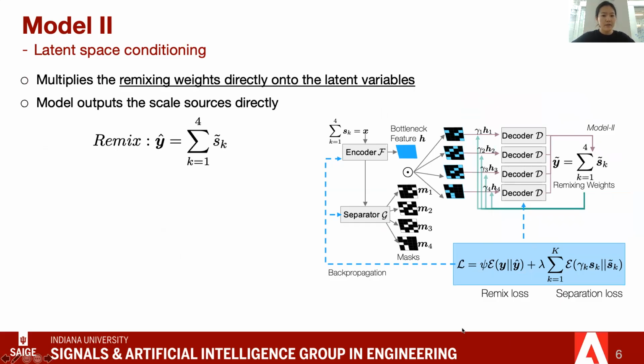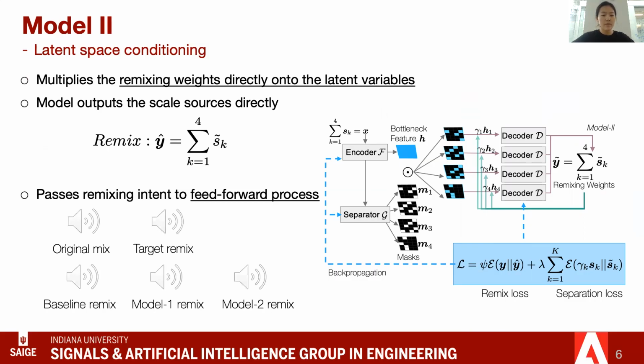Now, because the latent features have already been scaled, the model will output the scaled source directly. The potential advantage of model 2 over model 1 is that it actually passes the remixing intent to the feed-forward process, so that even at the inference stage, the decoder of model 2 can be repurposed for better remixing configuration. And again, here we provide the remixing examples of increasing the strain source by 12 decibel.